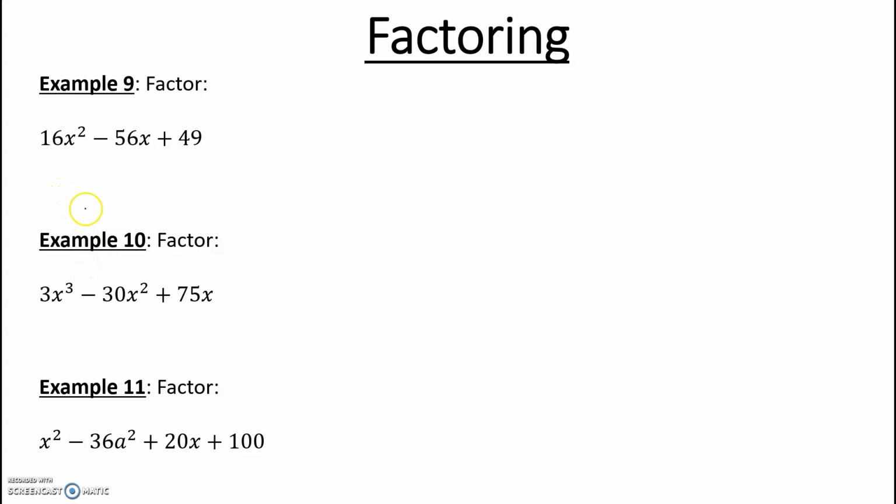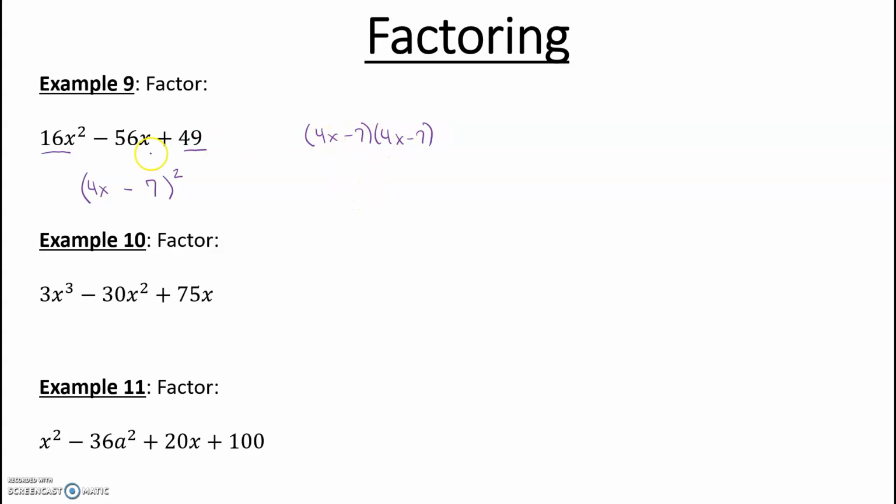On the next one, there's two routes you can go here. If you wanted to use the AC method, you can. You're just going to wind up with really big numbers. So what I'm hoping is you see that these are perfect squares. The square root of that is 4x. The square root of this is 7. And that's a minus. And if you actually multiply that by itself, let me just show you real quick.